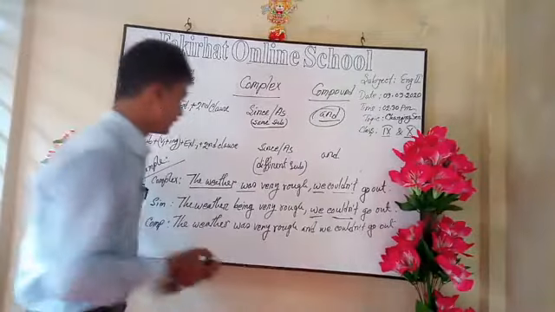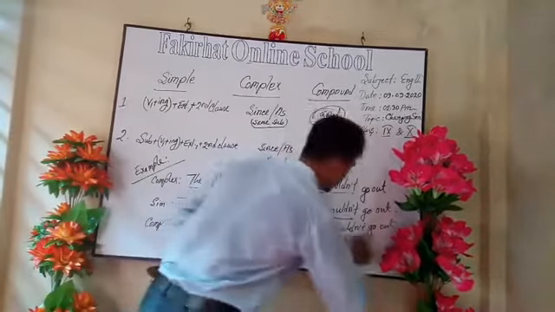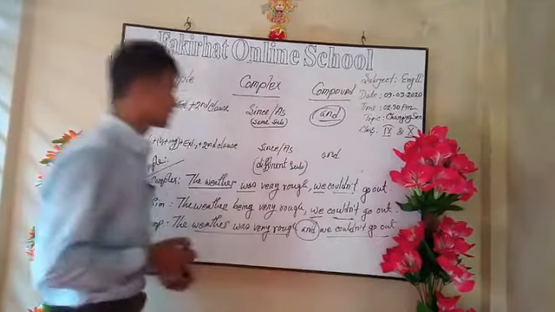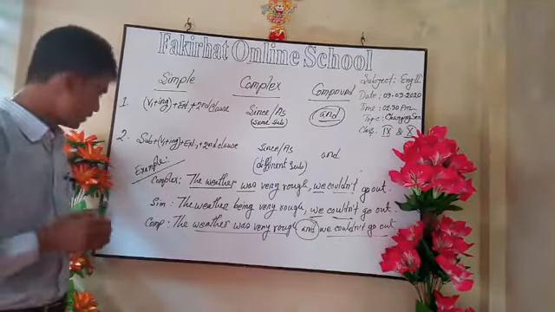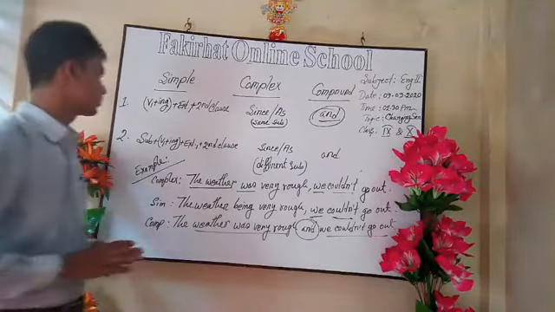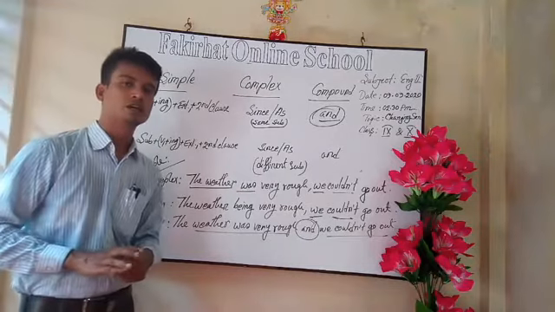The weather was very rough. One plus one plus. These are coordinating conjunctions. So this is a compound sentence. This is a simple sentence and a complex sentence. I hope, dear students, you have understood.